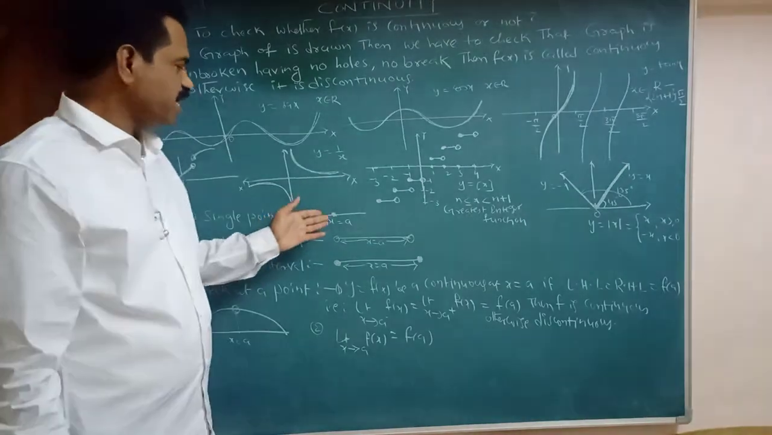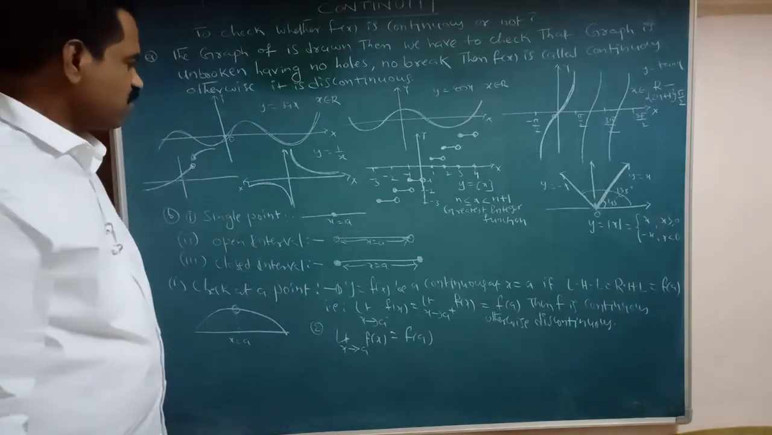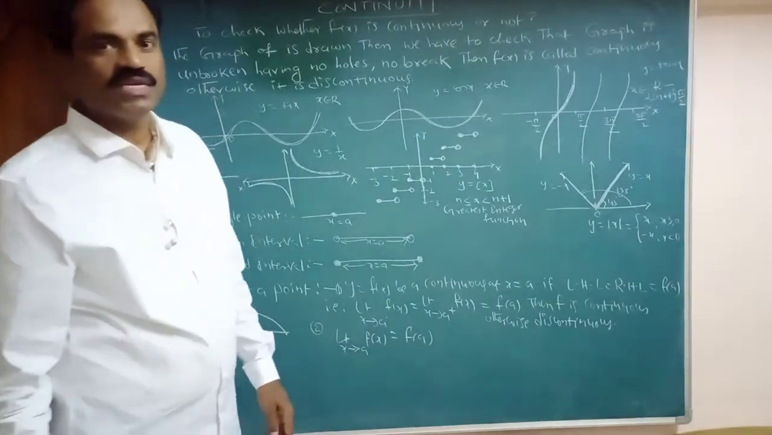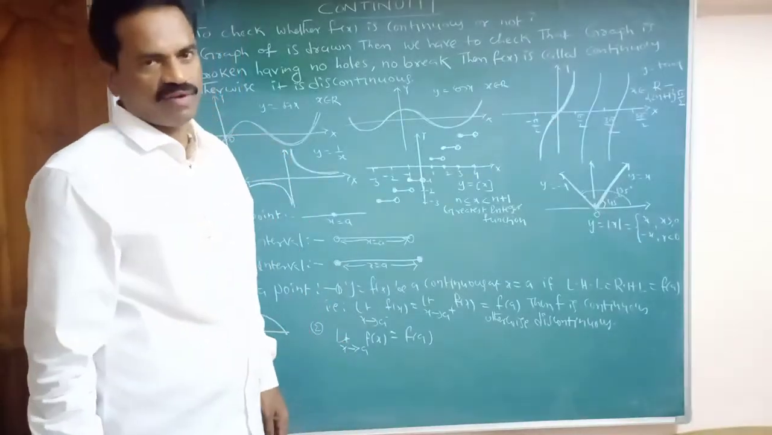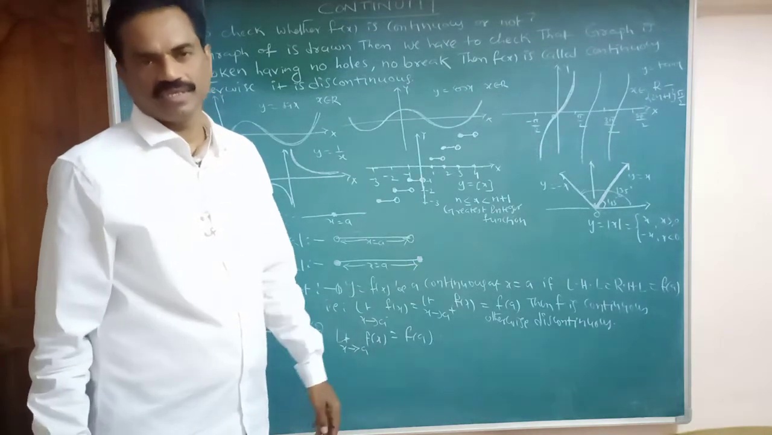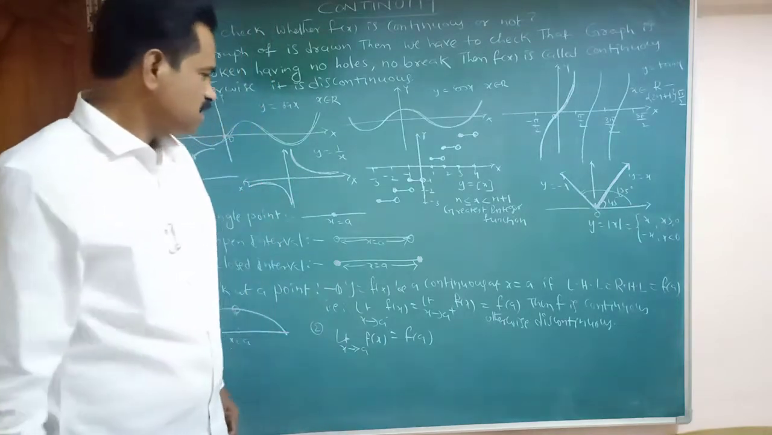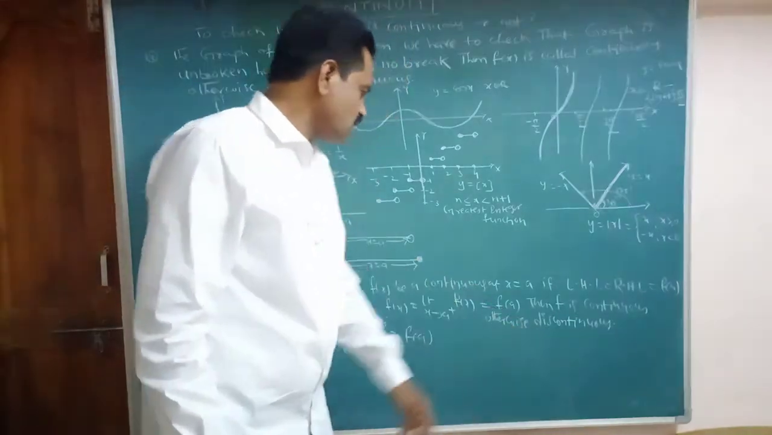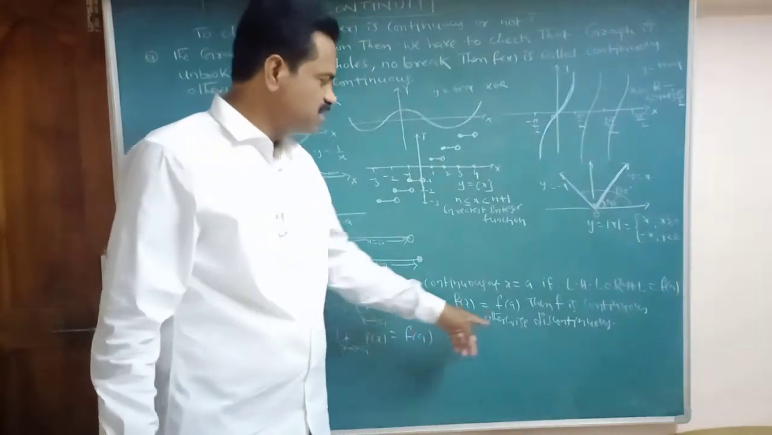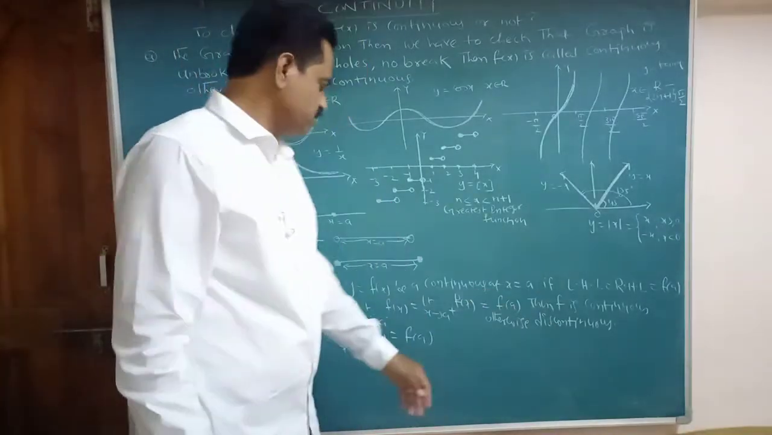Here, single point, at x equal to a. Check at a point: y equal to f of x is continuous at x equal to a if LHL equals RHL equals f of a. If LHL equals RHL, then the limit exists. If it is equal to f of a, then f is continuous, otherwise it is discontinuous. If LHL is not equal to RHL, it is discontinuous. If equal, it is continuous.